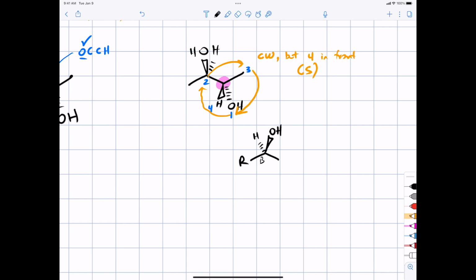This is carbon B. Again, we'll continue to go 1, 2, 3, 4. And you can see, 1 to 2, 2 to 3, 3 to 4. That's counterclockwise. Hydrogen, priority group 4, is in the back, and so we could say again that it's S. Yeah?